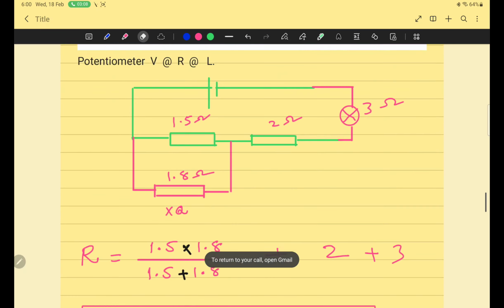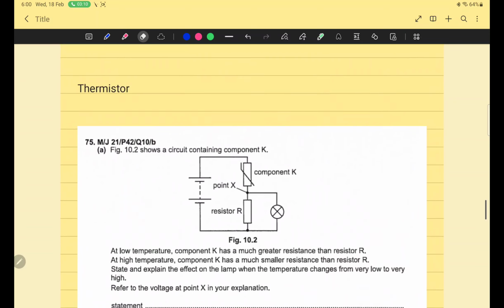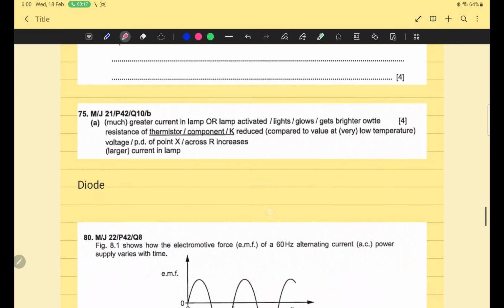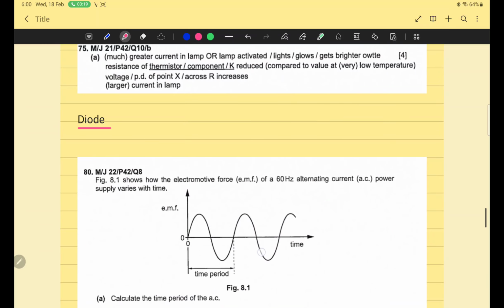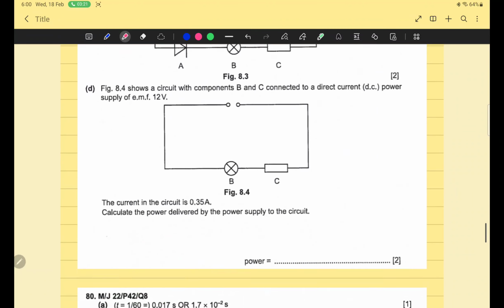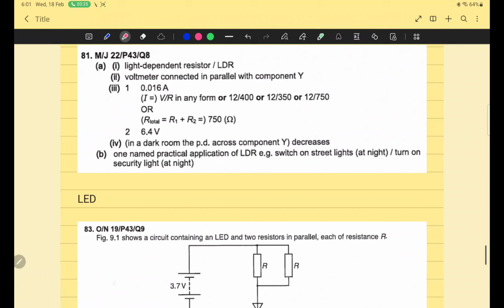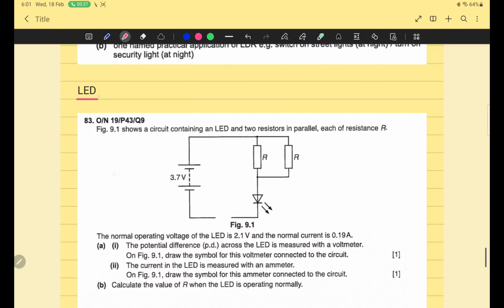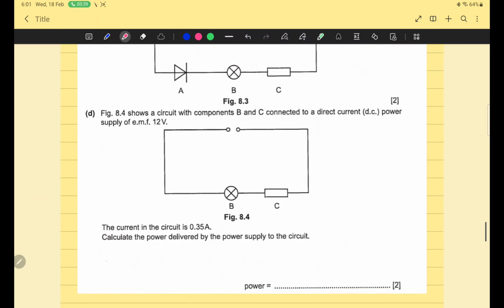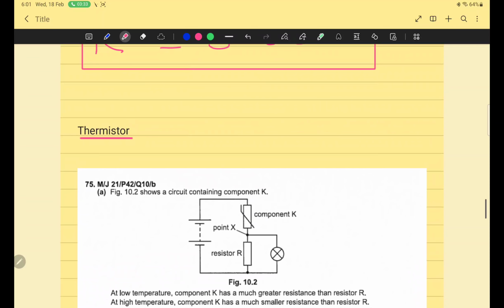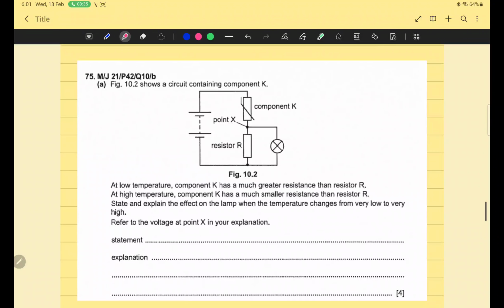This question is completed, and now I am starting. I have selected some questions with headings. This is a question on thermistor, then a question on diode, then a question on LED, and a question on LDR, etc. So now heading wise we are solving some questions. The next question is about thermistor.